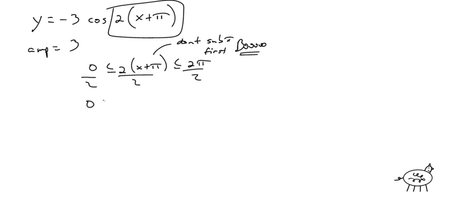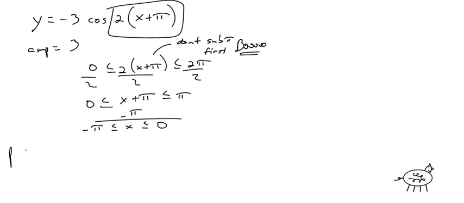All right, so I divide, and I get 0 less than or equal to x plus pi less than or equal to pi. And then I'm going to subtract pi from all sides. So you get negative pi less than or equal to x less than or equal to 0. If I ask you the phase shift, negative pi, that's easy. It just moved over negative pi. The vertical shift is 0 because there's no plus 3 or minus 3. It's just negative 3.